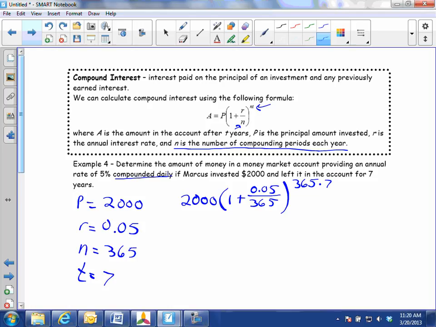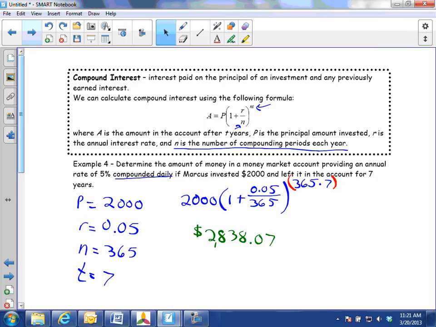Okay, what I would do first is I would figure out the fraction and add 1. Make sure that you put these in parentheses. If you don't figure out that first, your calculator won't know what you're doing. This is what I'm coming up with. Check that.